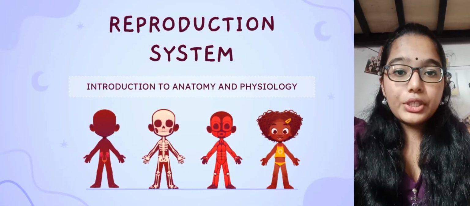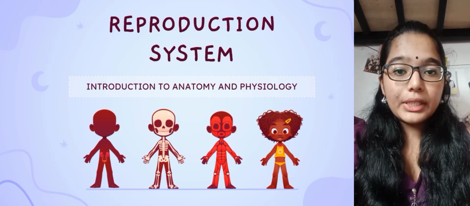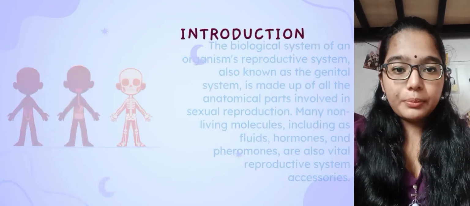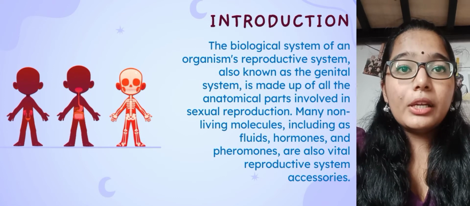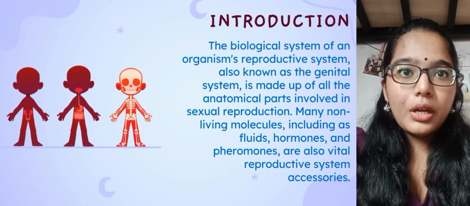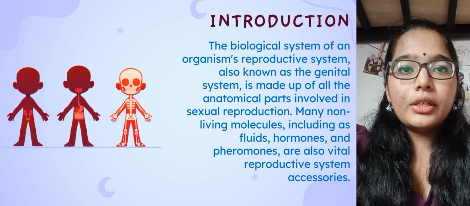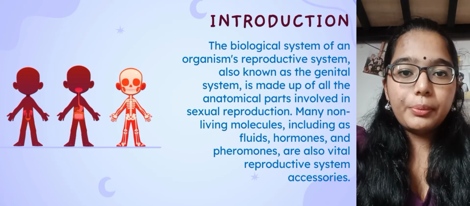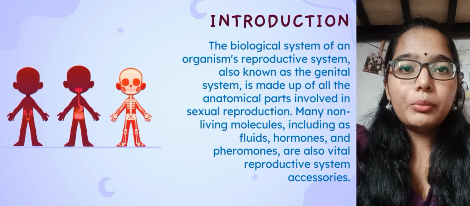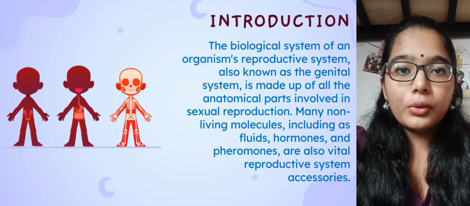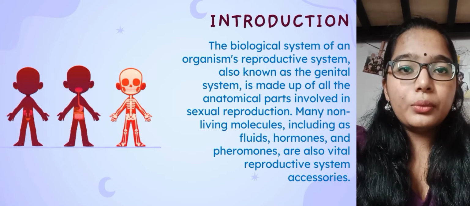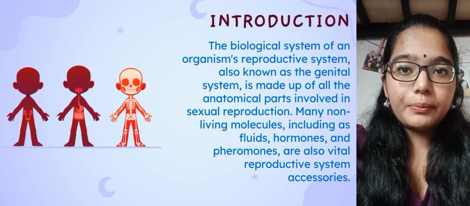And with that, I am finishing the urinary system and moving on to the next topic, the reproductive system. The biological system of an organism, also known as the genital system, is made up of all the anatomical parts involved in sexual reproduction. Many non-living molecules, including fluids, hormones and pheromones, are also vital reproductive accessories.